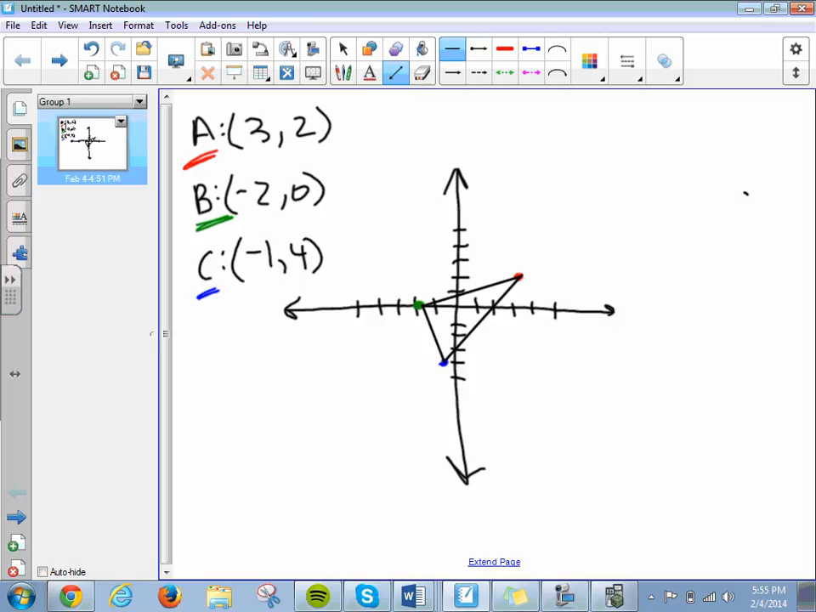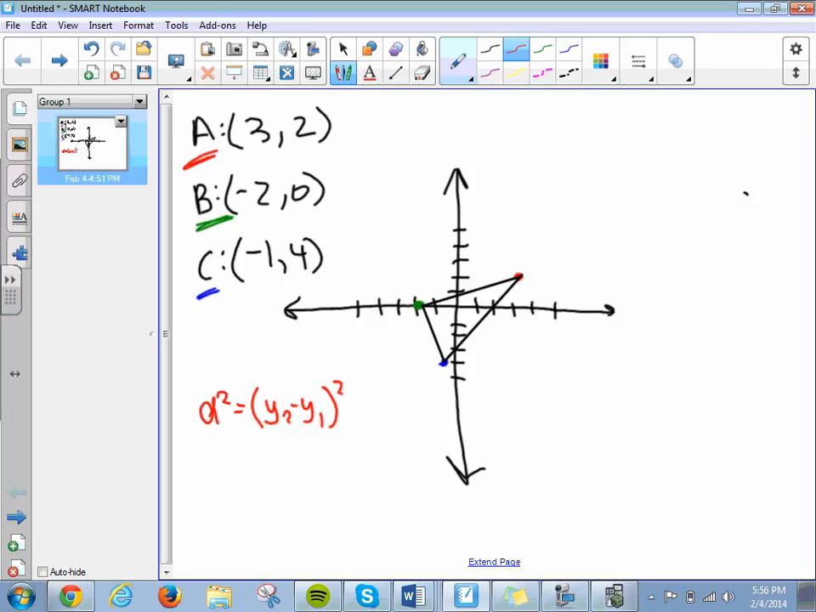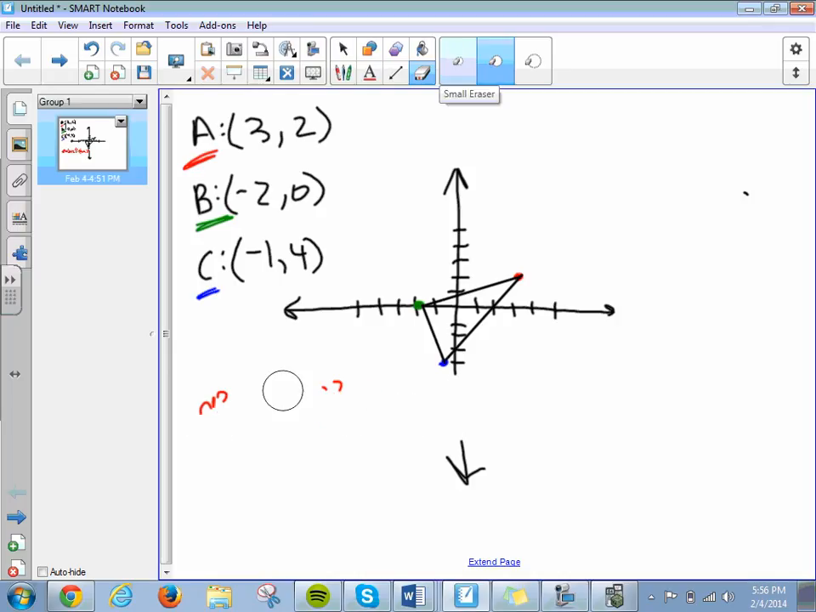Seeing if we can find the length. So to find the length, what we're really interested in is using our distance formula that says that the distance squared is equal to your change in y's, so y2 minus y1 squared, plus x2 minus x1 squared. What we're essentially doing is taking the difference and then doing the Pythagorean theorem.